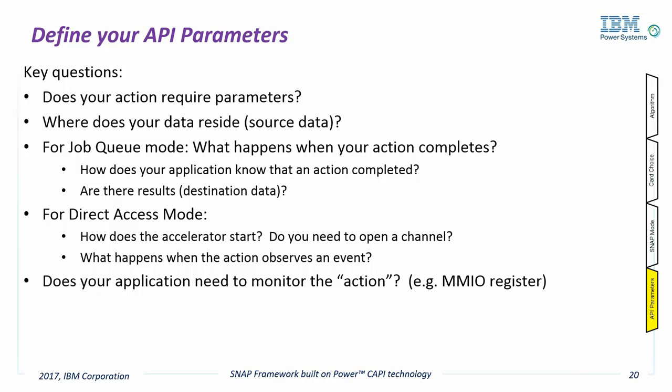If you are in direct access mode, you may need to do some initialization work, like open up channels for incoming streams. You will also want some kind of interrupt, memory mapped I/O register, or host memory flag to inform the application of an interesting event. You can define memory mapped I/O registers so the application can monitor action progress or even change modes of action operation. This is useful for long-running actions, where intermediate progress and results are of interest.